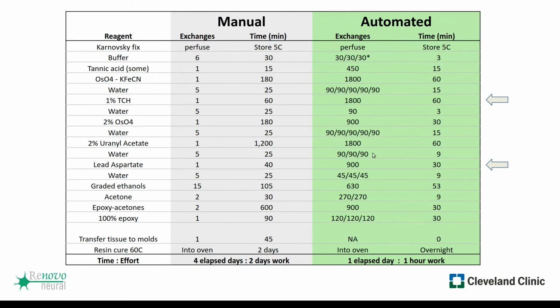What Emily's explaining is that the reason it's so fast is that we have 90 exchanges of the reagent sitting in each well, for example, on the water one. So there's a lot of exchanges that happens over just 15 minutes. So there's very efficient rinsing.